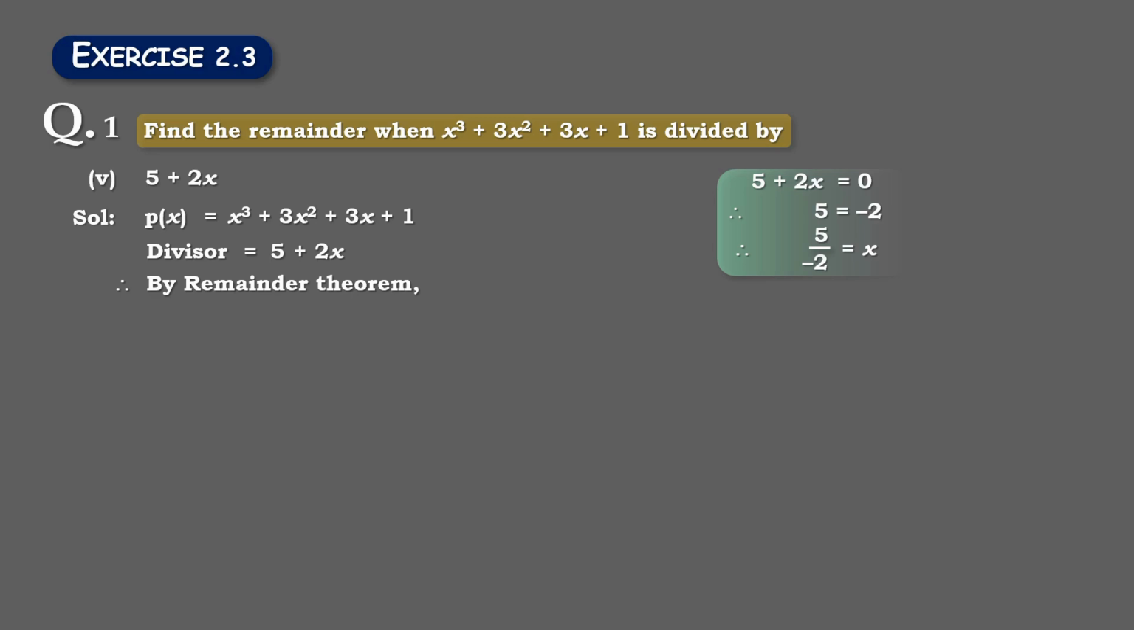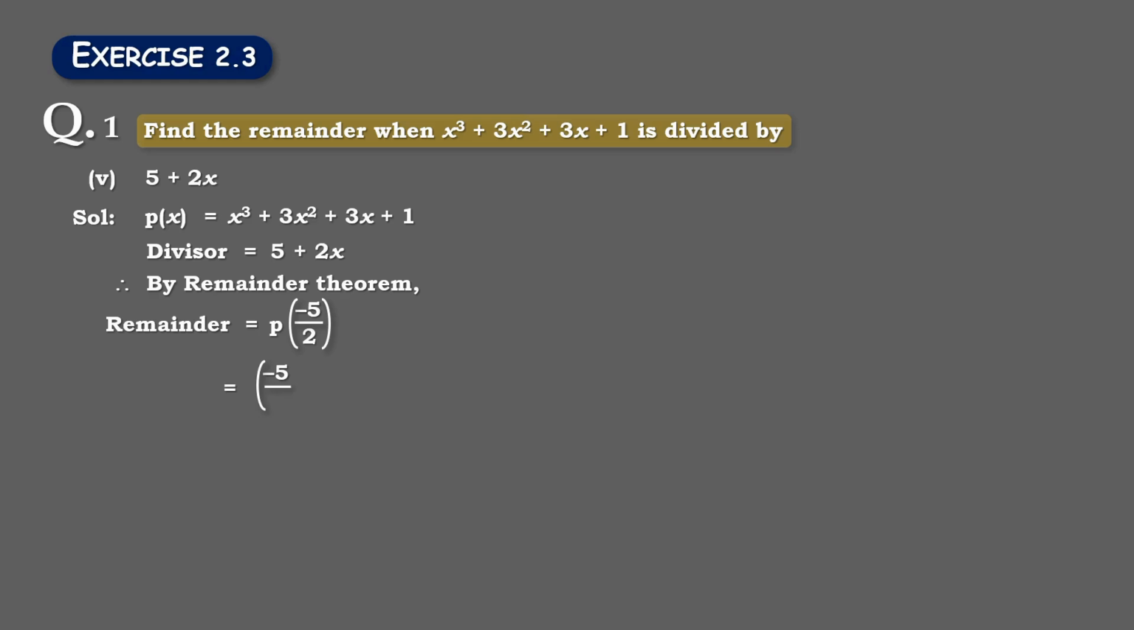So, 5 plus 2x equals 0. This gives 2x equals minus 5. Therefore, x equals minus 5 by 2. Now substitute x equals minus 5 by 2 in p of x. So, p of minus 5 by 2 equals minus 5 by 2 whole cube plus 3 times minus 5 by 2 whole square plus 3 times minus 5 by 2 plus 1.